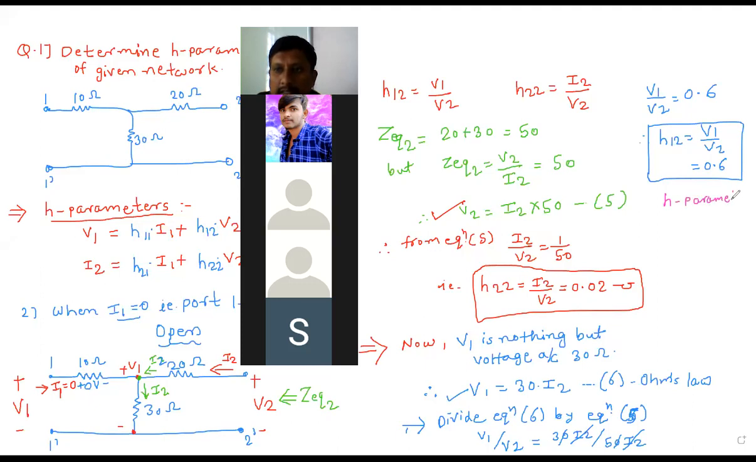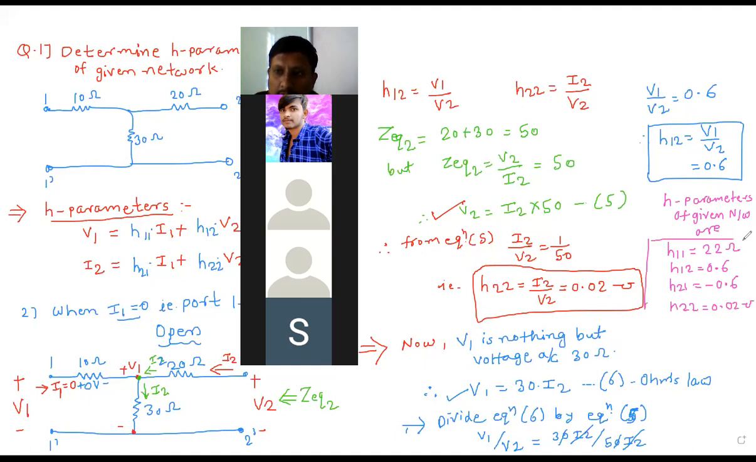So H parameters of the given network are: H11, what did we get for H11? 22 ohm. H12 is 0.6. H21 is minus 0.6. Is that correct? And H22 is 0.02 mho.